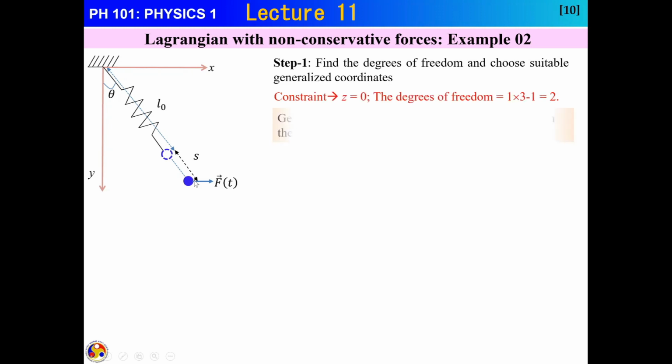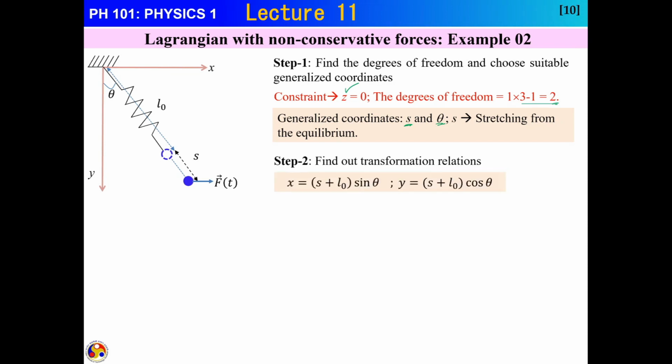First find the degrees of freedom and choose the generalized coordinates. Since this is in the xy plane, obviously z is 0, and there is only one mass, so it would have 1 into 3 degrees of freedom totally. Because z is constrained, you have only 2 degrees of freedom here. These two are theta, and the expansion of the pendulum length, which varies with the expansion, so that is s. We can take these as the standard generalized coordinates. The next idea is to find the transformation relation.